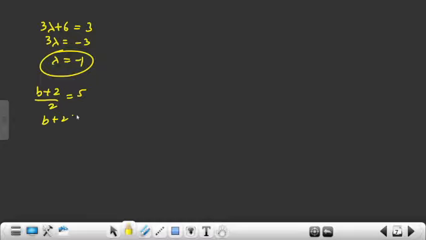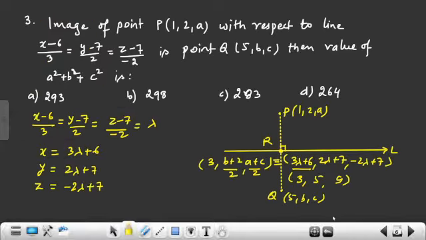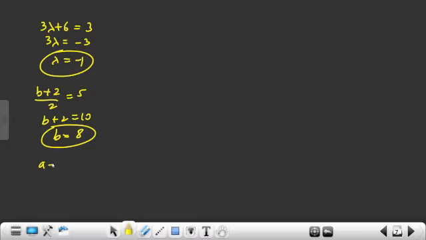So B plus 2 is 10. So what is B value, dear students? That is 8. So B is 8. Now let's calculate the next one. A plus C is 18, I guess. Now there we got stuck, right?